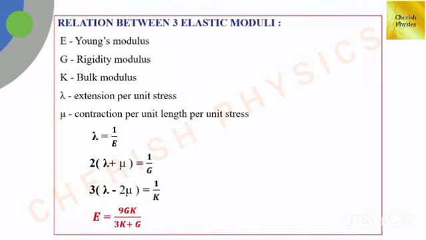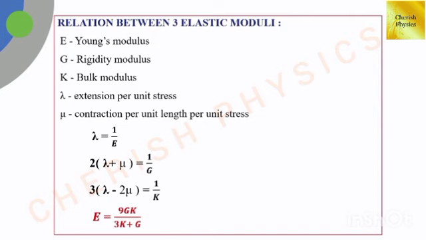Next is the important topic, relation between the three elastic moduli. Now recall the letters: E, Young's modulus; G, rigidity modulus; K, bulk modulus; lambda, extension per unit stress; mu, contraction per unit length per unit stress. Here I have given the important equations because derivation is not needed from the exam point of view. Lambda equals 1 divided by E, 2 into lambda plus mu equals 1 divided by G, 3 into lambda minus 2 mu equals 1 divided by K.